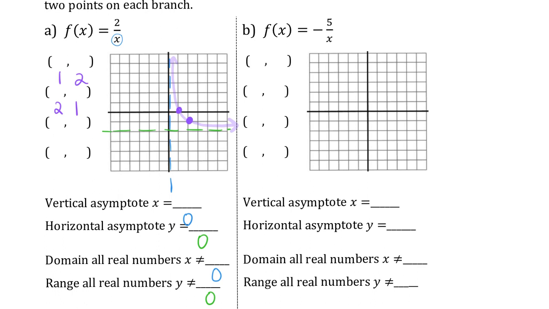Now there's two branches though, so I need to also graph the left branch. So this is my vertical asymptote at 0. I'm going to plug in a couple numbers to the left. I can pick anything, but the easiest are -1 and -2. If I plug this x value into here, 2 divided by -1 is -2. If I plug in -2, 2 divided by -2 is -1. Let me graph those: (-1, -2) and (-2, -1).